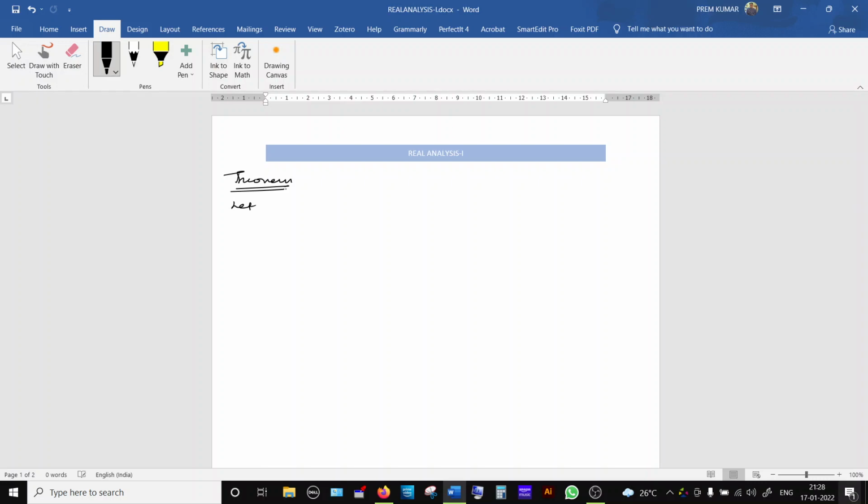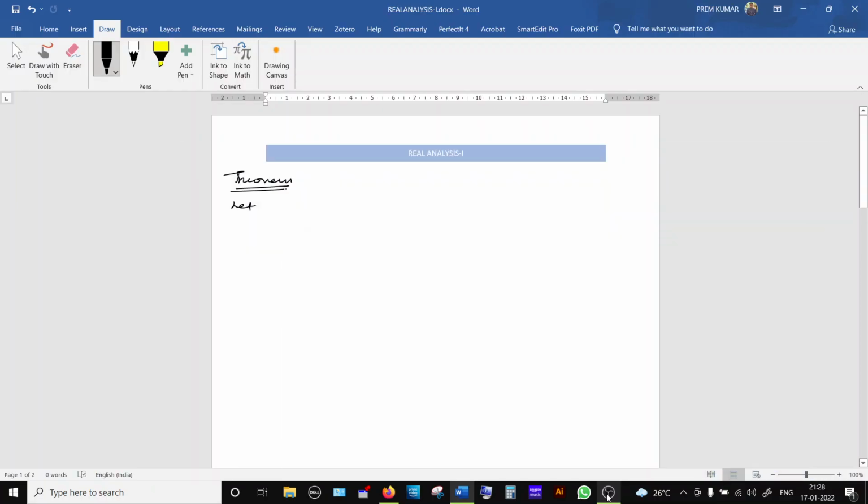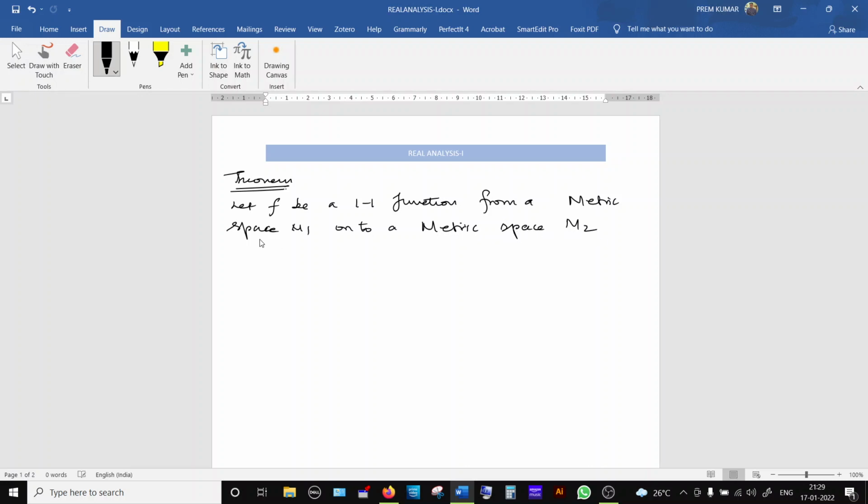Let f be a one-to-one function from a metric space M1 onto a metric space M2. That is, f is a one-to-one correspondence.